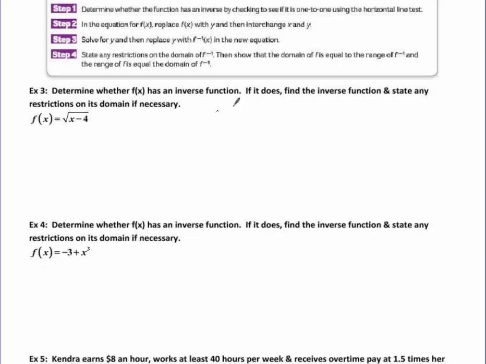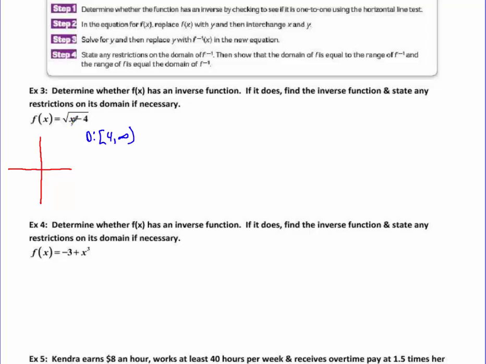All right, so let's just move on to example 3. And it says determine whether f of x has an inverse function. If it does, find the inverse function and state any restrictions on its domain. Well, the quickest way to determine if it has an inverse is to graph it. But we can start to get a little more simple with our graphs because we know so much about parent functions now. We know that the domain of this function is going to be 4 to infinity.